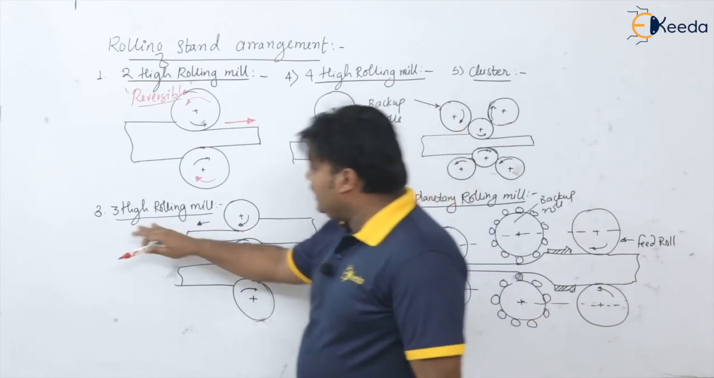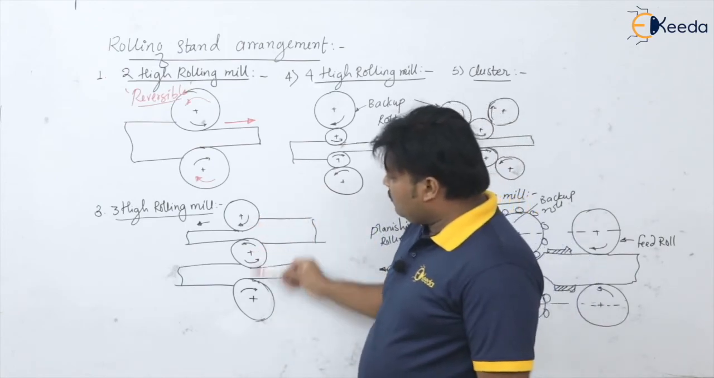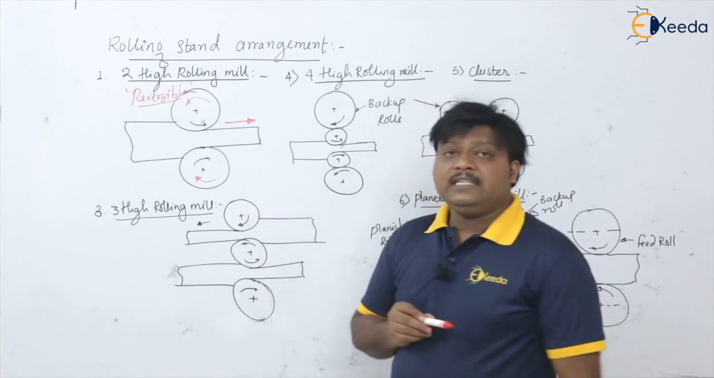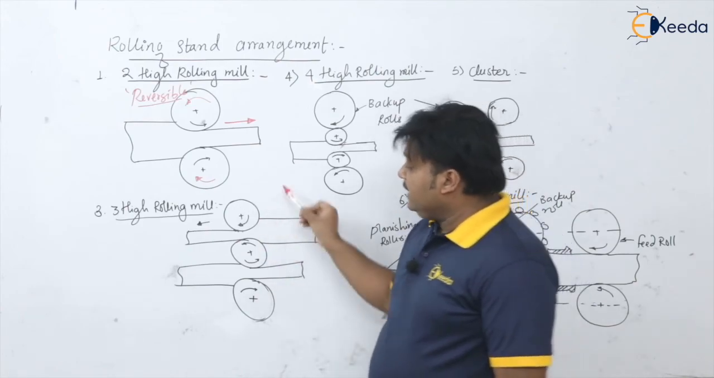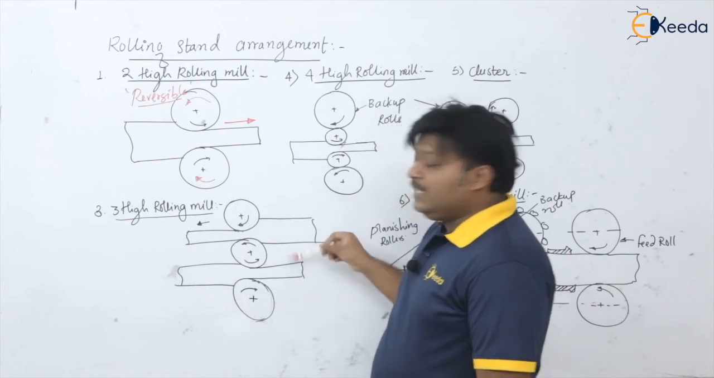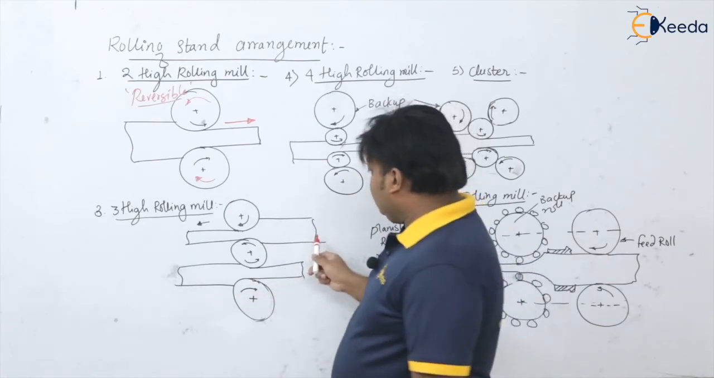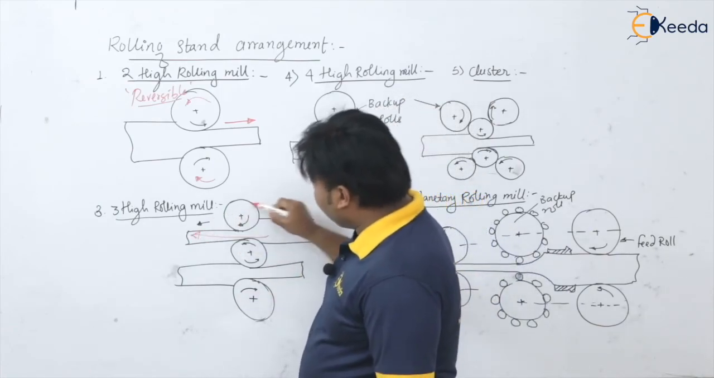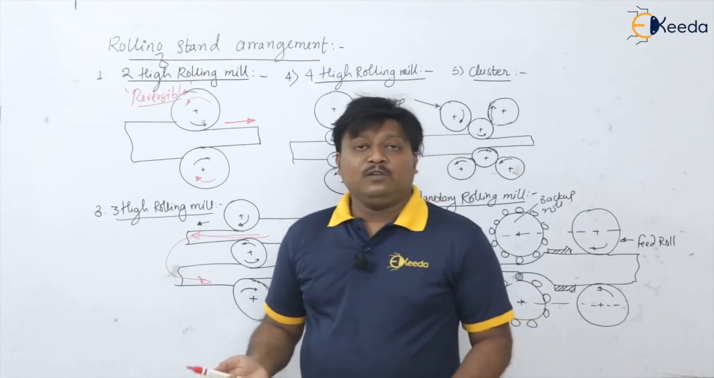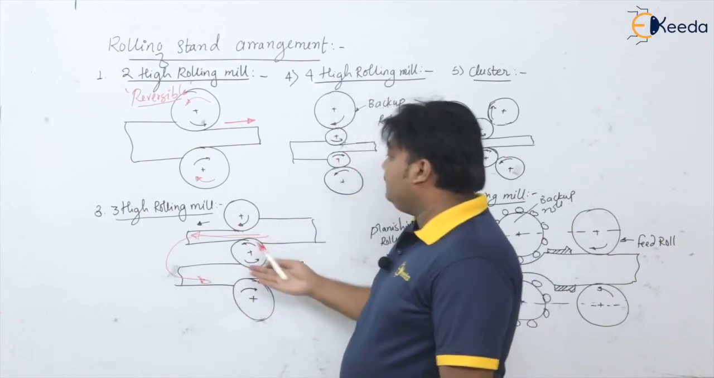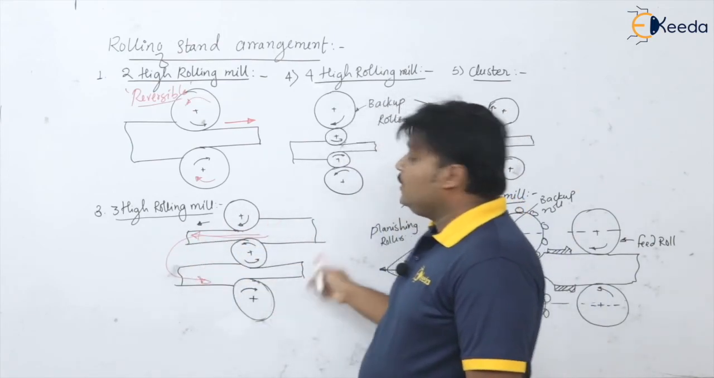Now let us see the three high rolling mill. Of course, the name is given based on how many rollers are in the rolling stand. So here, see, the three high reversible mill is used for getting continuous reductions through a number of passes. Once this pass is completed, the plate is given for the next pass without unloading from the arrangement, so you can have a number of passes.